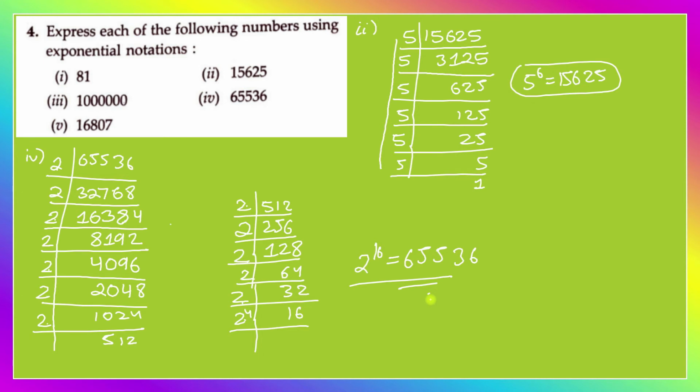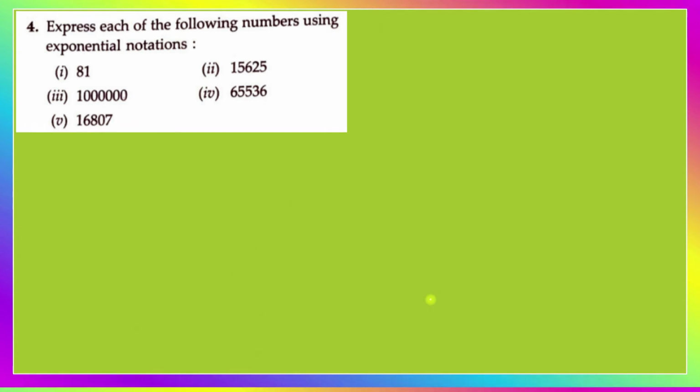Okay friends, so I hope you understood it. So this is the answer of this question. The rest of the parts are very easy. The fourth part was the most difficult part, so this is the correct prime factorization. Now let's move to the next question.